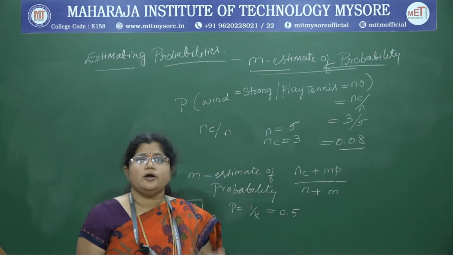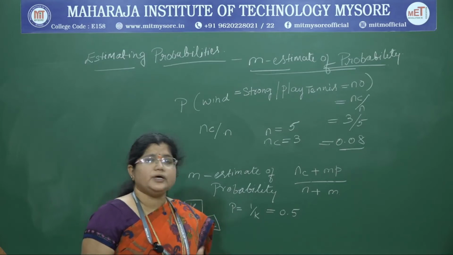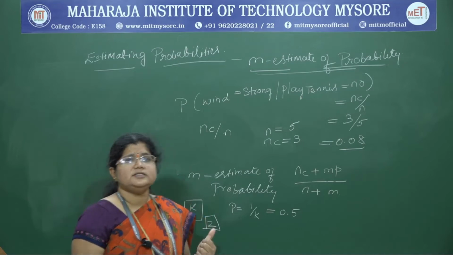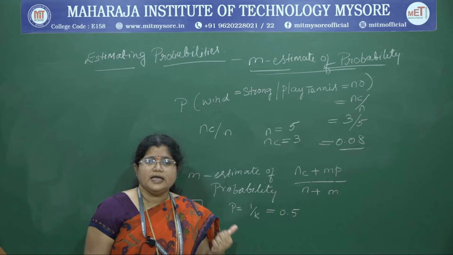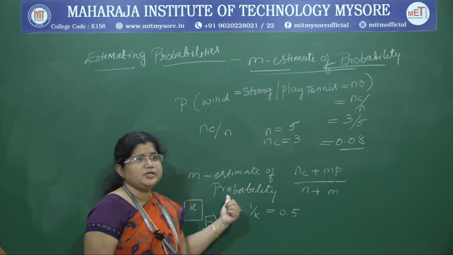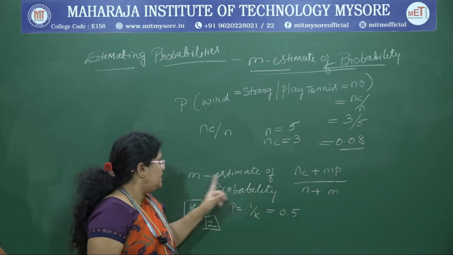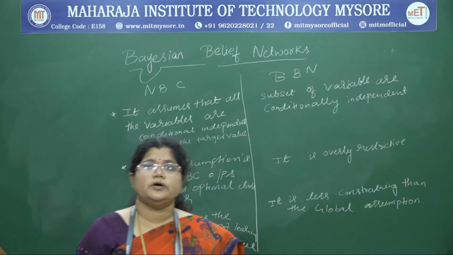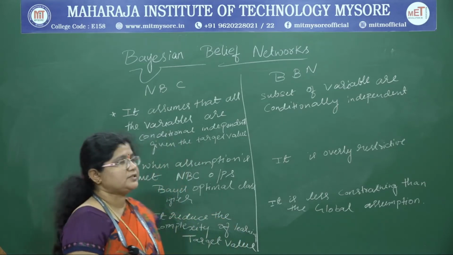With the prior, P will be combined according to the weight M, which is the reason M is called the equivalent sample size for this particular equation, that is, the M-estimate of probability. Let us move on to the next topic, that is, Bayesian belief networks.